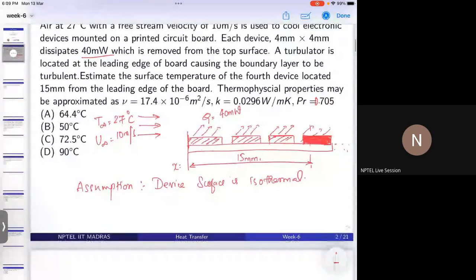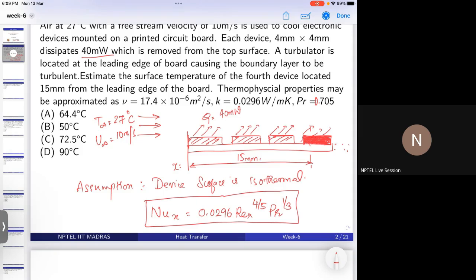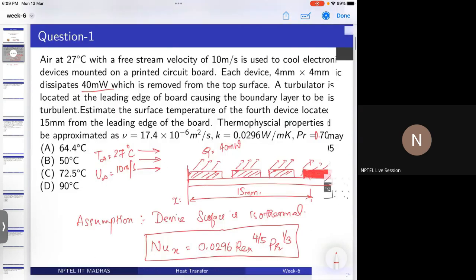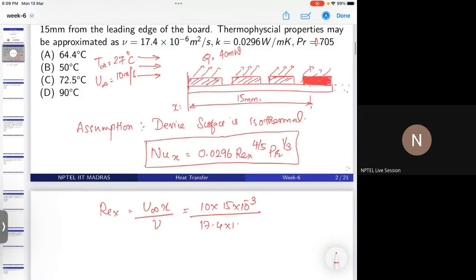That is, Nu x at any location x is equal to 0.0296 Reynolds number to the power 0.8 times Prandtl number to the power 1/3. Just substitute the values and you will get the answer. First, you need to find the Reynolds number at x, that is u infinity x divided by mu. That is 10 into x, which is 15 mm, so 15 into 10 raised to minus 3, divided by mu, that is 17.4 into 10 raised to minus 6.